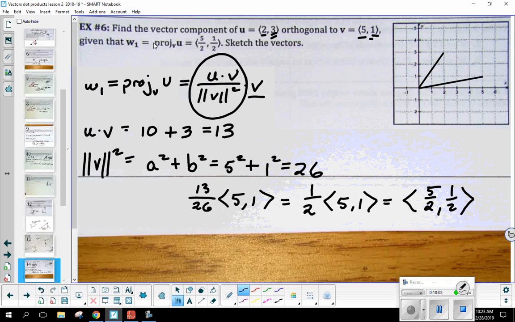Okay. But now let's tie this into everything I was talking about since the beginning of the lesson. You'll notice I've already plotted vectors u and v. U is 2, 3. So you'll notice I went 2 to the right and then 3 up. So this is u. And then vector v, 5 to the right, 1 up. So this is v. Okay. Now think about what we were talking about a moment ago. I want to project u onto v, meaning I want to find that shadow. That's what the formula is going to give me, the component form of that shadow, right?